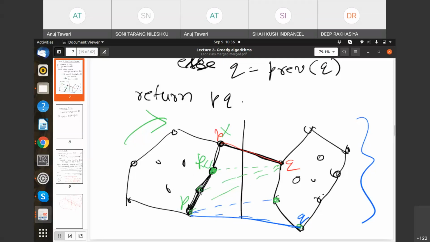So how do you find the next point? If I give you one point, you know the lowest point is always contained in the convex hull. How do you find the next point? What is so special about this point compared to other points? Yes, tell me.